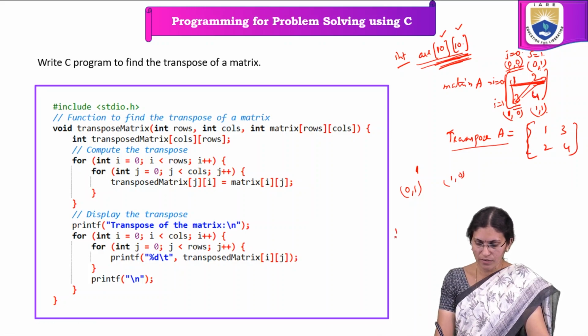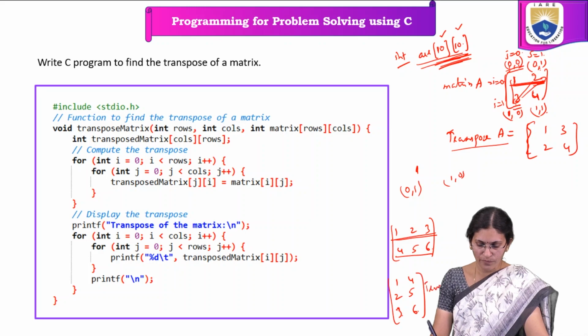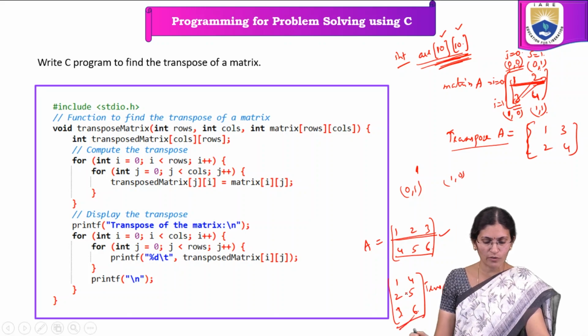Now if we have another matrix 1, 2, 3, 4, 5 and 6. The new matrix will be: the elements which are there in the first row will be displayed as column elements in the first column, and the elements which are there in the second row will be displayed as the elements of the second column, 4, 5 and 6. Suppose this is matrix A. This is the transpose of this particular matrix.